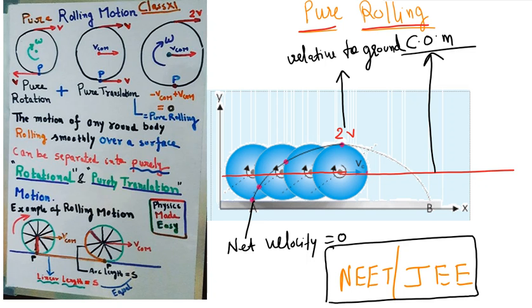For example, if you see, the topmost point is at the velocity 2v, which means the velocity due to linear motion on the surface, and the velocity due to rotational motion with respect to the axle, both get added and give an appearance of 2v with respect to the surface for the topmost point.